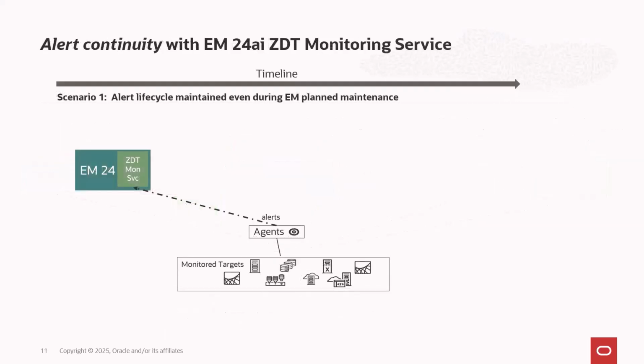Now let's walk through an example of how you can achieve alert continuity with EM24 AI. Again, assuming that you're already at EM24. So to recap, our scenario is you're at EM24 with ZDT monitoring. And let's say there is a warning alert that is detected by the agent. It is sent to EM24, specifically to the ZDT monitoring service. And then based on the rules you've configured, it might result in opening an incident at warning severity, and also perhaps opening a ticket. Then an RU update comes along and you plan to update to the next RU.